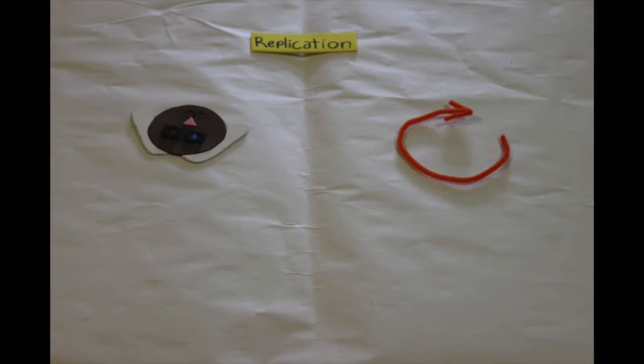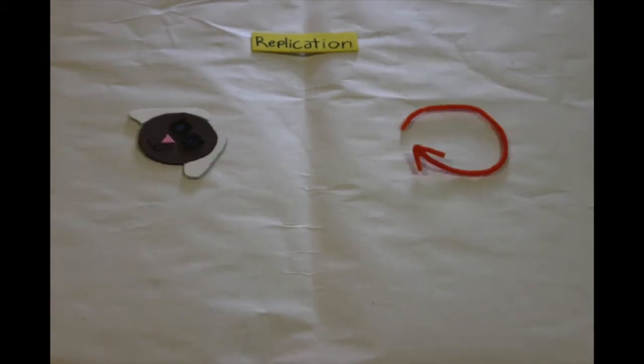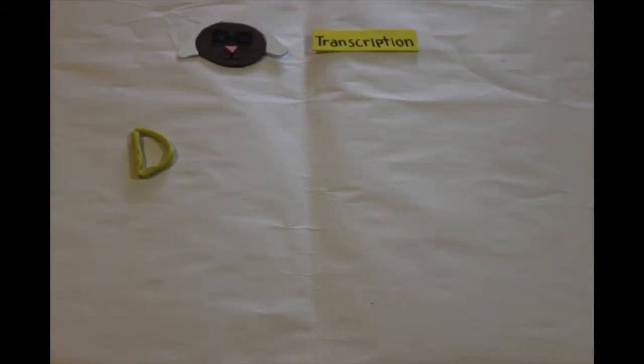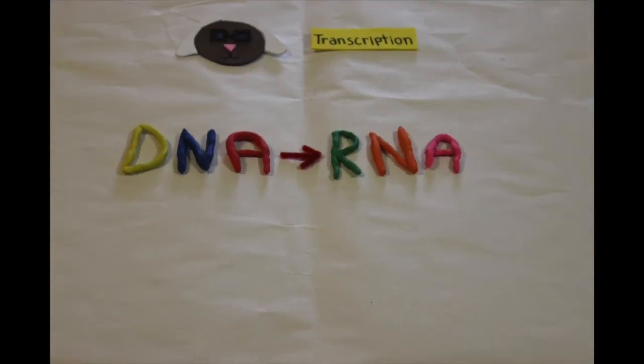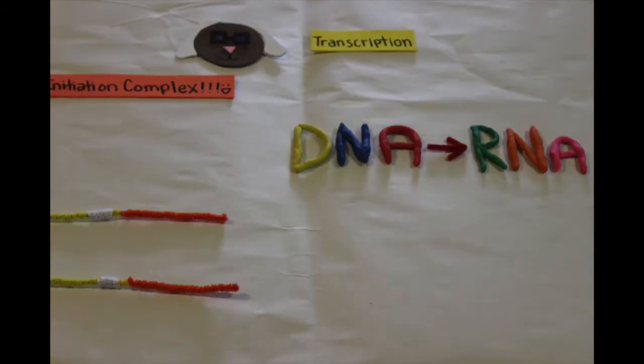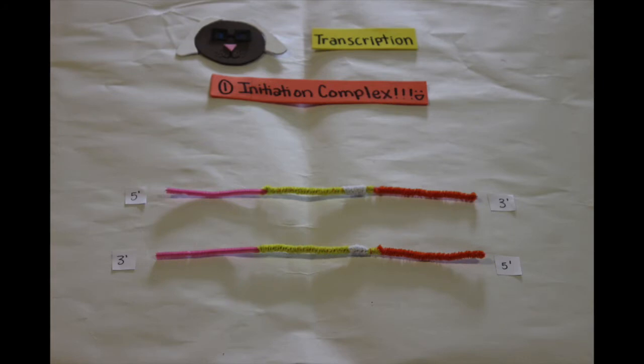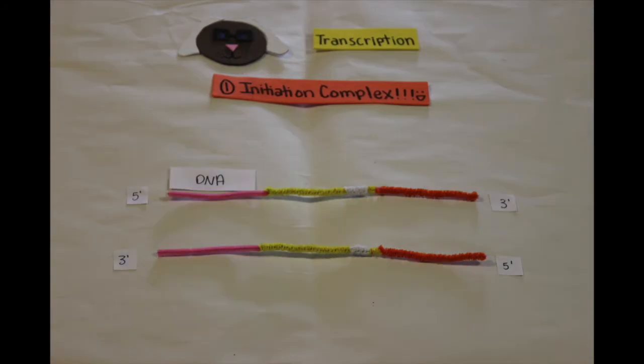Overall, replication is a never-ending process of DNA dividing itself into two more strands. The next process is transcription, or the process of newly replicated DNA being turned into RNA. Let's begin with the initiation complex of transcription. Here we have a strand of DNA.